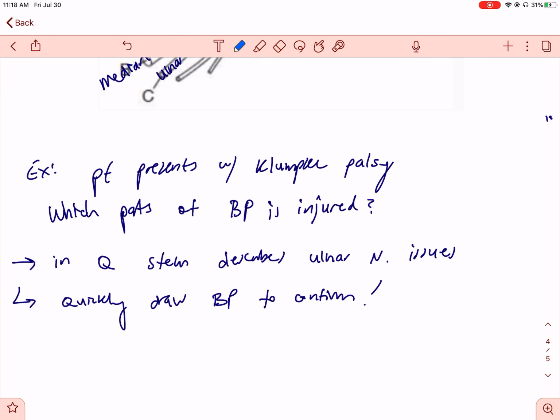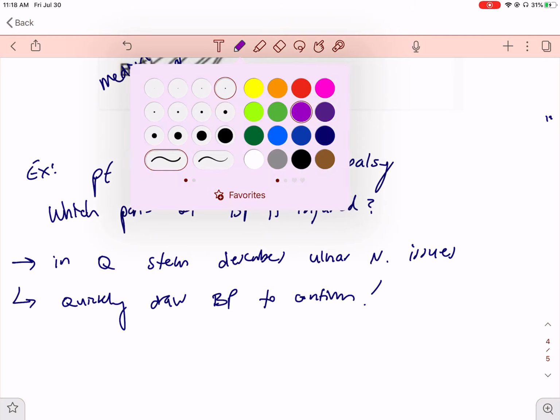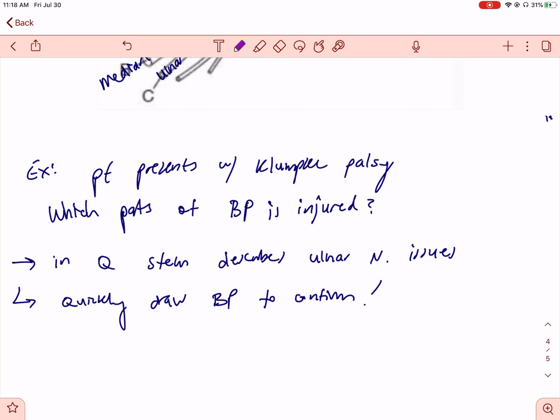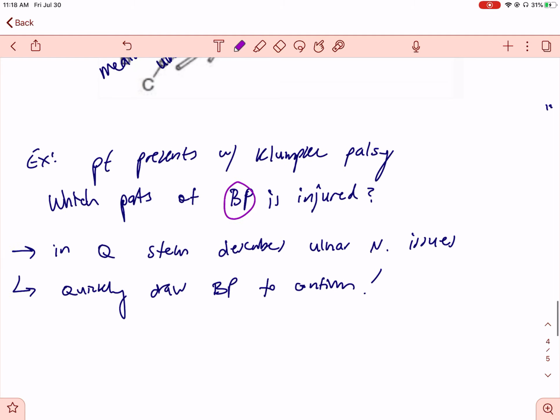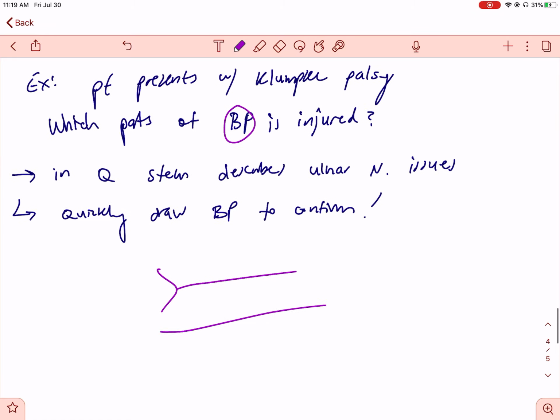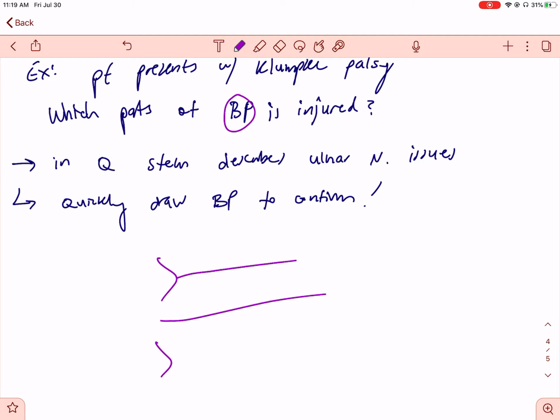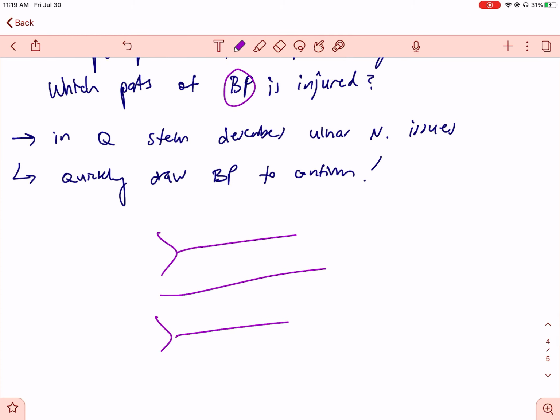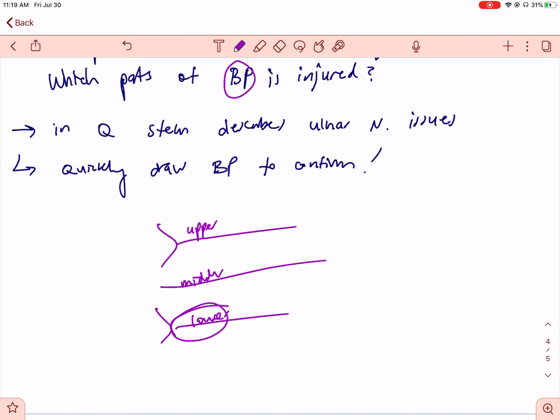Another example is if a patient presents with Klumpke palsy. The question stem typically does not tell you the patient has Klumpke palsy. They'll explain the typical symptoms and presentations of Klumpke palsy. So which part of the brachial plexus is injured? You want to quickly draw the brachial plexus to confirm where the ulnar nerve is. If you label the trunks here, it goes in order upper, middle, and lower trunk. So if we're asked which trunk would likely be injured in Klumpke palsy, it would be the lower trunk, because this is also where the ulnar nerve is located.